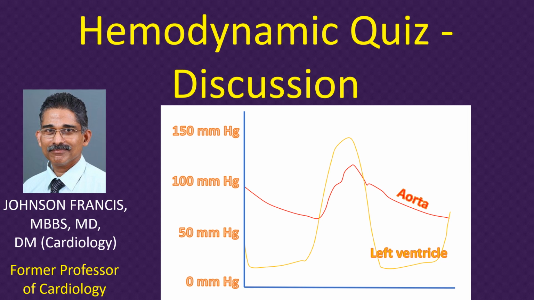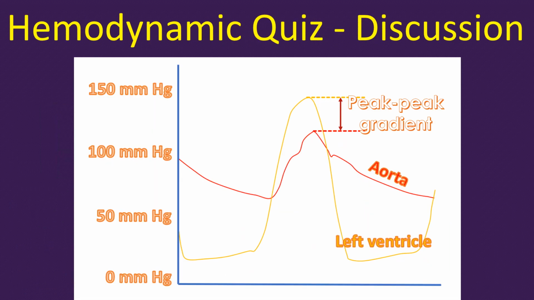Here are the simultaneous pressure tracings from the aorta and the left ventricle. What is the interpretation? The tracings show a gradient between the left ventricle and aorta. Peak left ventricular pressure is significantly higher than the peak aortic pressure.